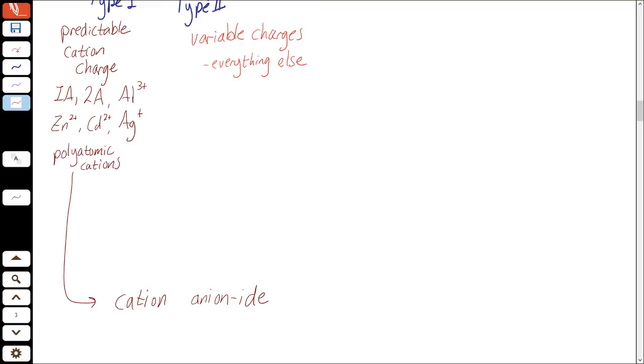The other category, type 2 compounds, is the same basic setup, but you've got to put the charge of the cation in parentheses.